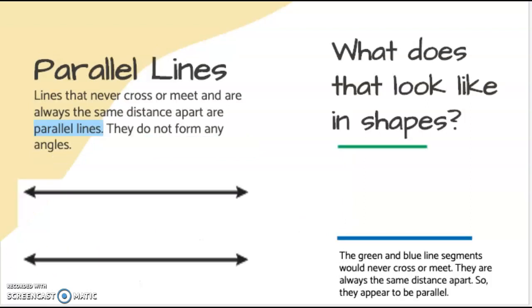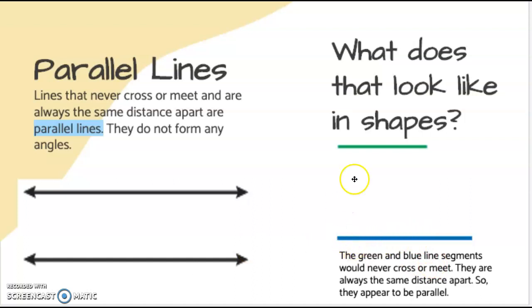The last line that we can have are parallel lines. Lines that never cross and never meet and are always the same distance apart are called parallel. They do not form any angles. So you have this line going on forever and this line going on forever. They're never going to touch. They're never going to meet. They're never going to form an angle.